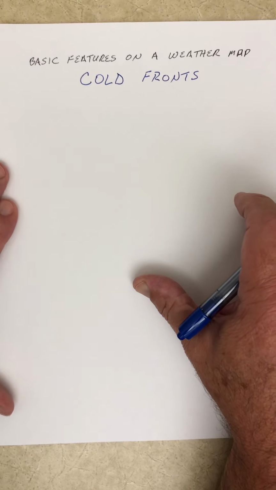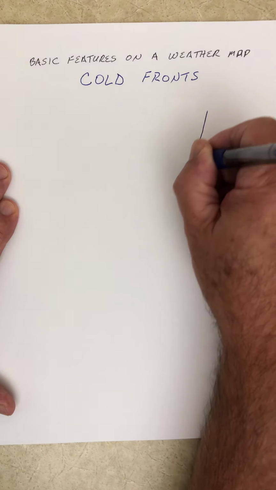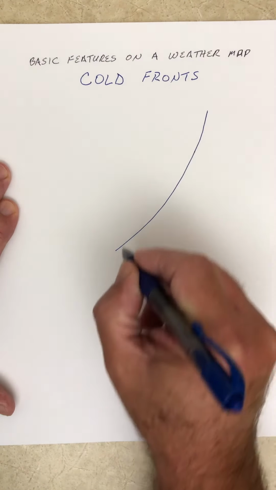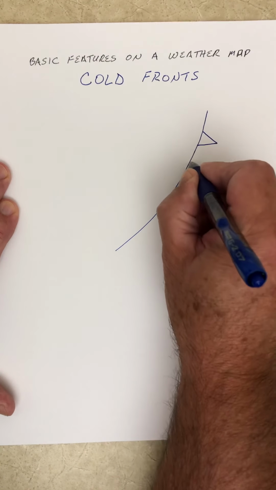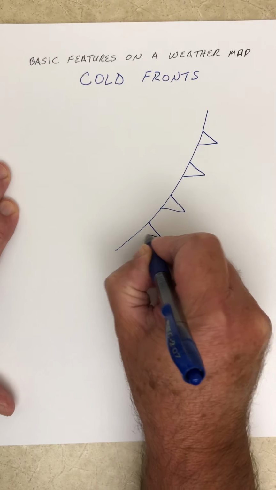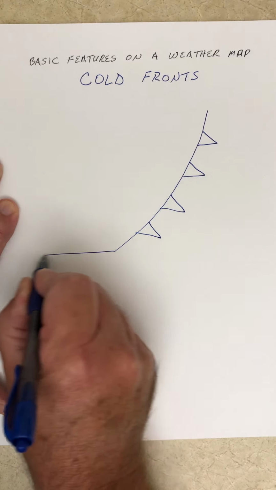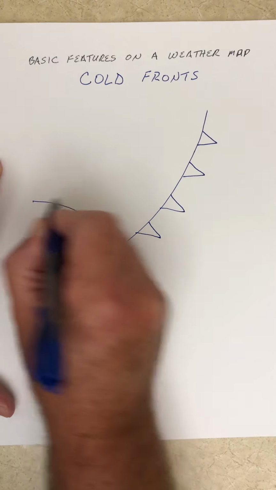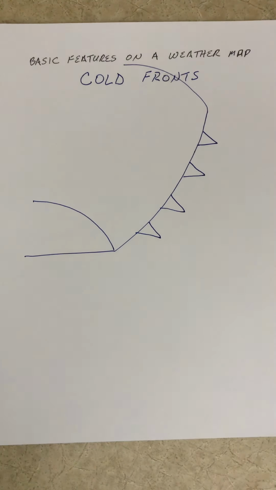And so a cold front appears on a weather map as a solid blue line with blue triangles pointing into the direction that the front is moving. Okay, so if we're going to look at this in 3 dimensions, it will look something like this.